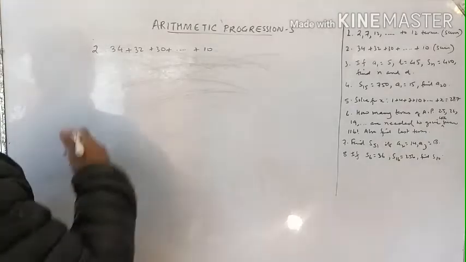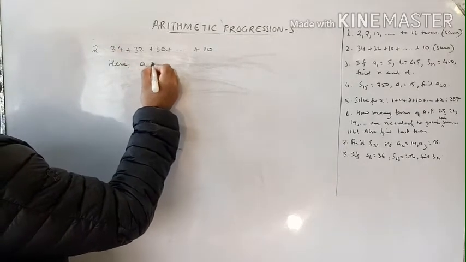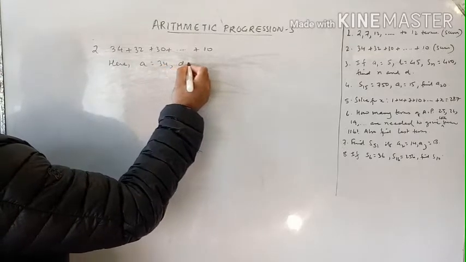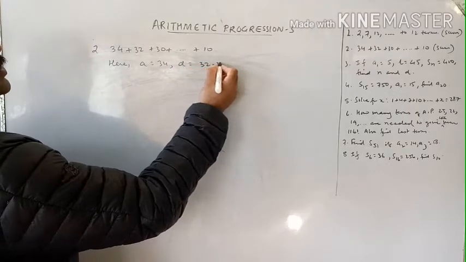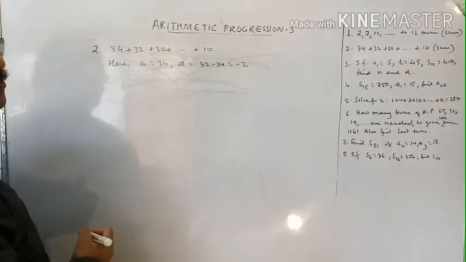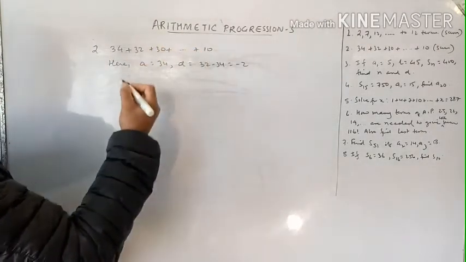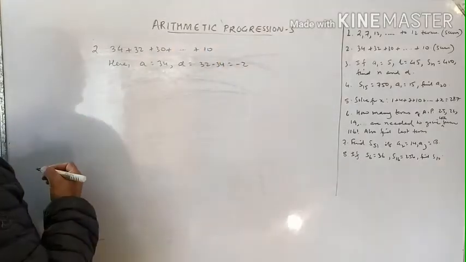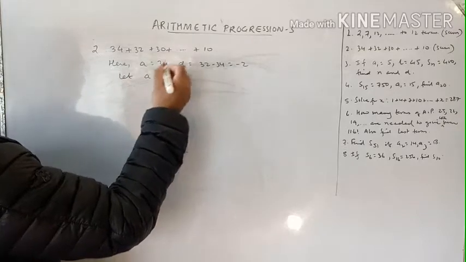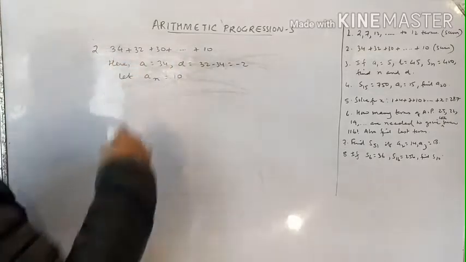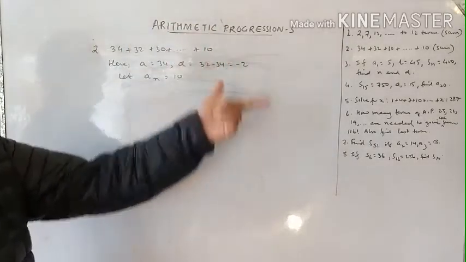See here, a is equal to 34 and d is equal to 32 minus 34, that is minus 2. So the difference is minus 2. We don't know how many terms there are. We suppose that there are n terms, so let the nth term be 10. So 10 will be the nth term.